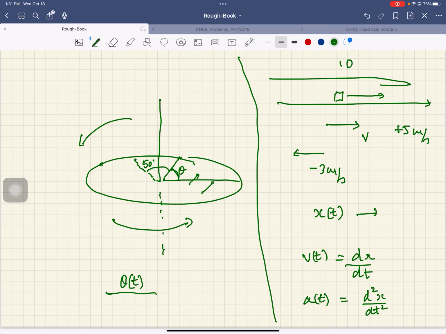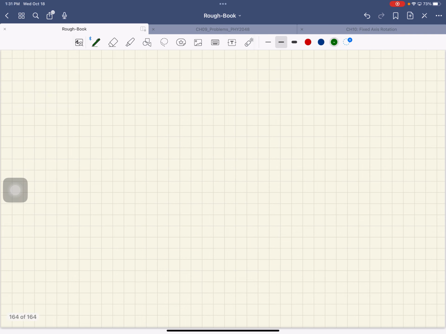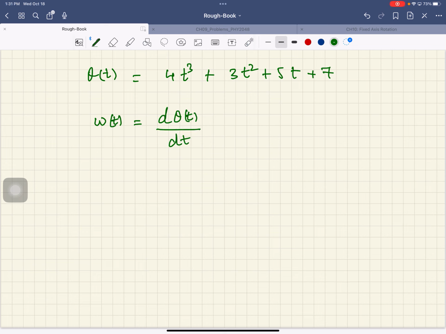What would be the velocity? So this is the angular position. What would be the velocity? So let's say I make up a function: 4t cubed plus 3t squared plus 5t plus 7. So here's a motion that I've described to you. And what we'll do is, just like you had defined linear velocity, we will define angular velocity. This is angular velocity, and angular velocity would be the time rate of change of angular position. Angular velocity is denoted by omega, okay? And that's d theta by dt.